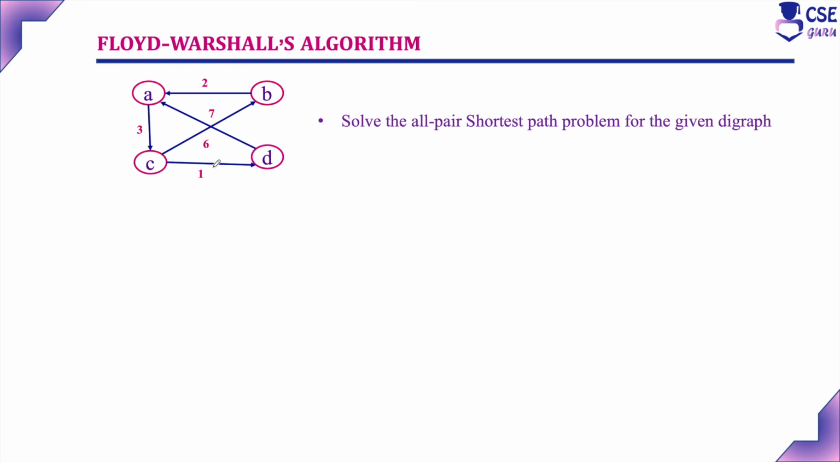This is the given graph. Here we need to find the shortest path for all pairs of vertices in the given graph. First, we need to find the cost matrix for this graph. The cost matrix is nothing but, for A to B, what is the cost, A to D, what is the cost, A to C, what is the cost. Likewise, we need to fill this matrix.